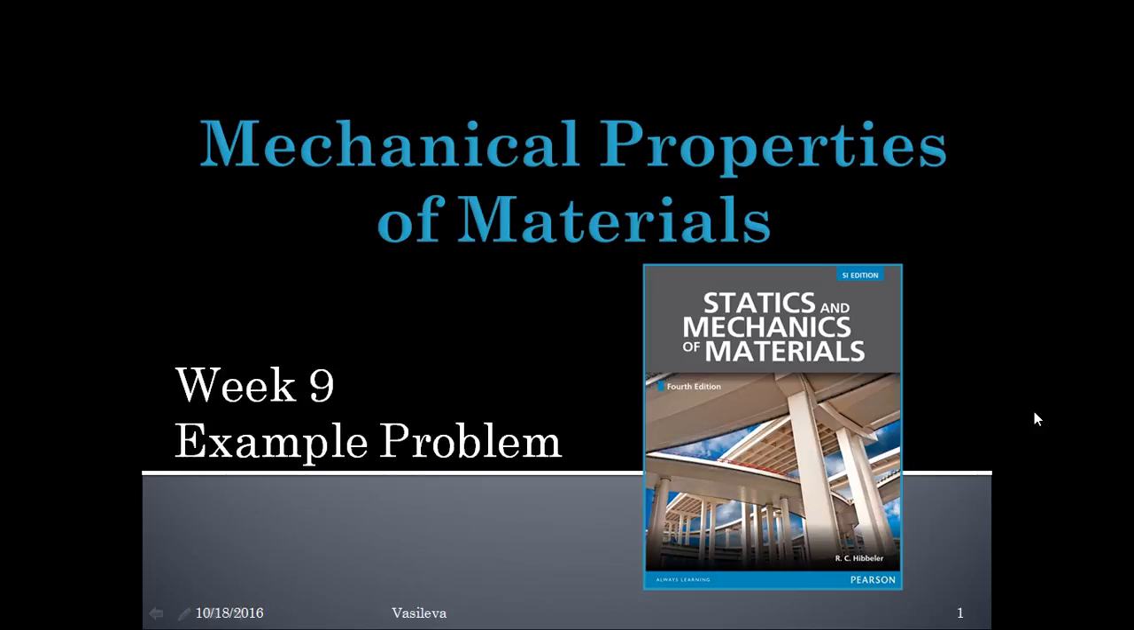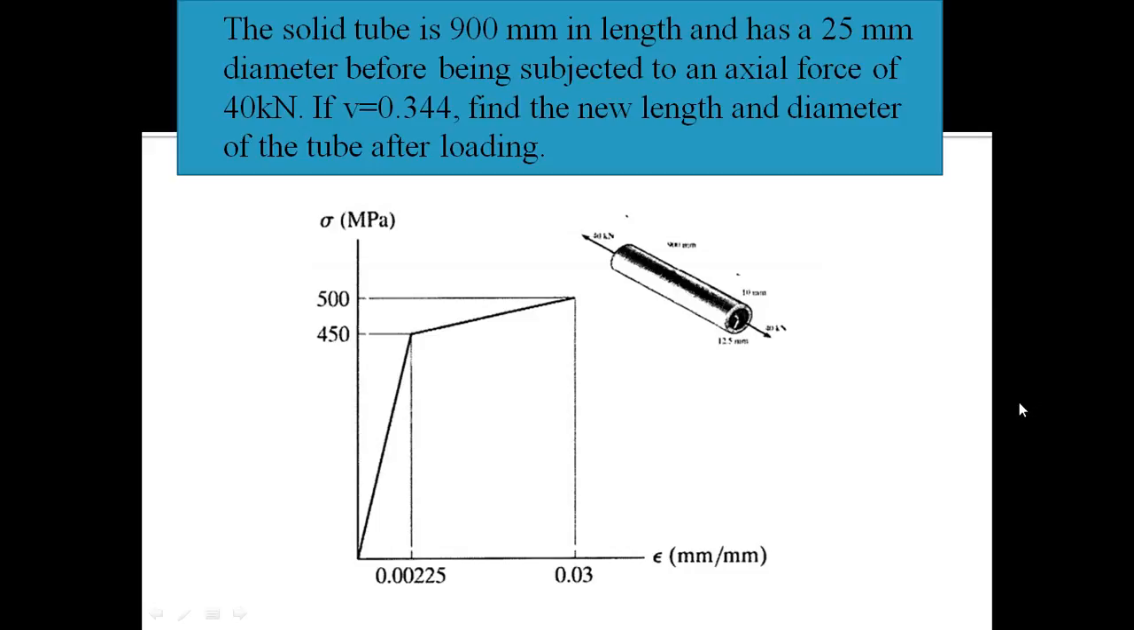Today we're going to cover mechanical properties of materials, and I believe this is an old exam question. So, the solid tube is 900 millimeters in length and it has a 25 millimeter diameter before being subjected to an axial force of 40 kilonewtons. If Poisson's ratio is 0.344, find the new length and diameter of the tube after loading.